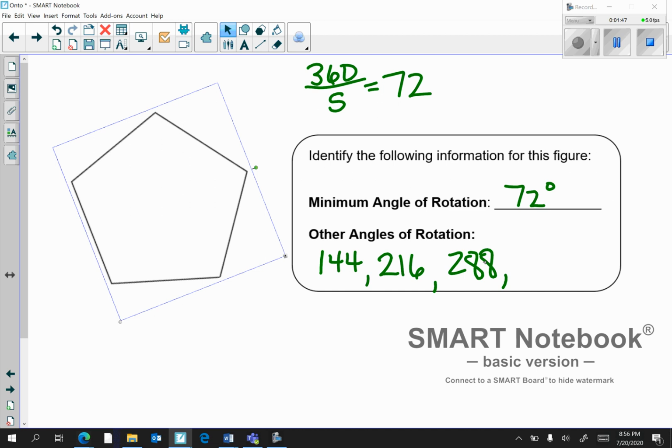288, and then 360. So if I rotate this pentagon all these different angles, I would still get the figure to look exactly the same as what we started with.